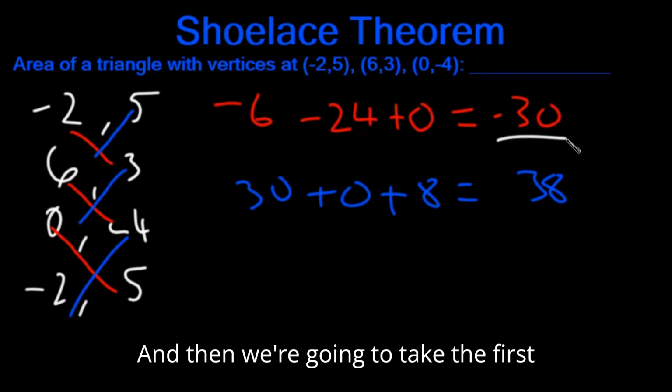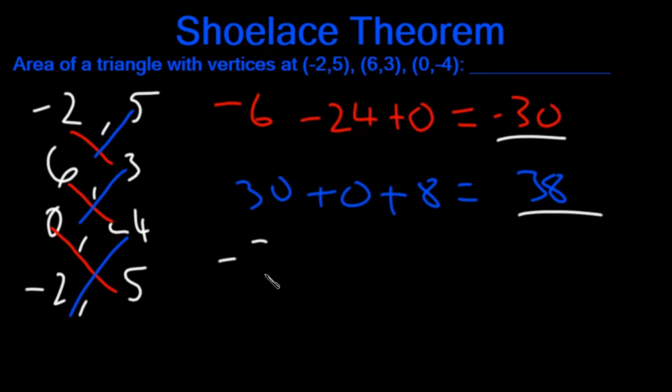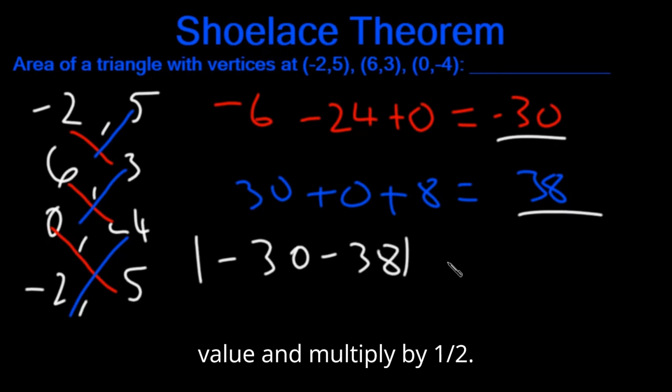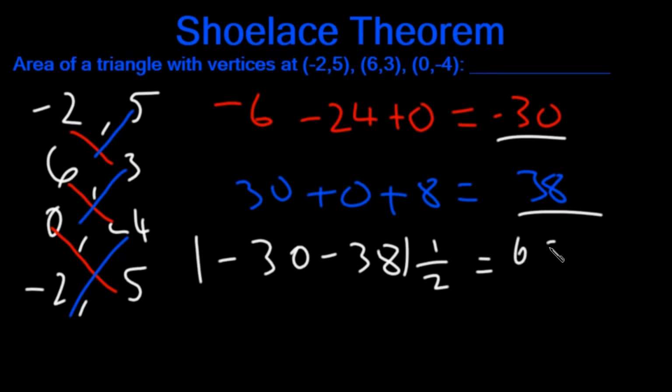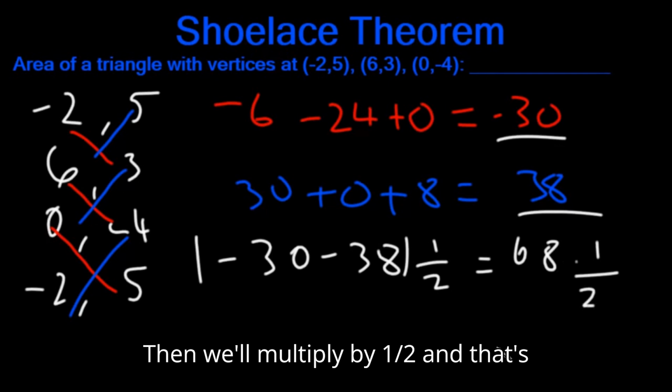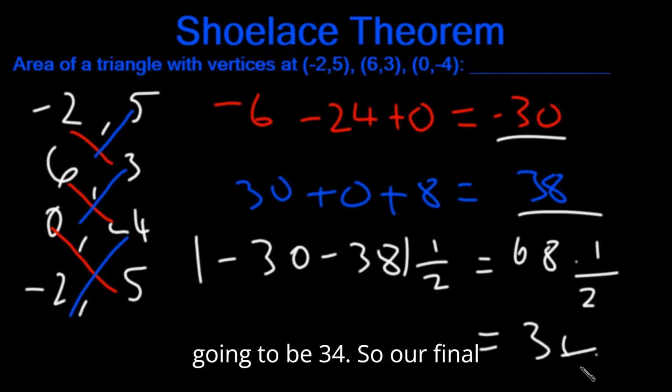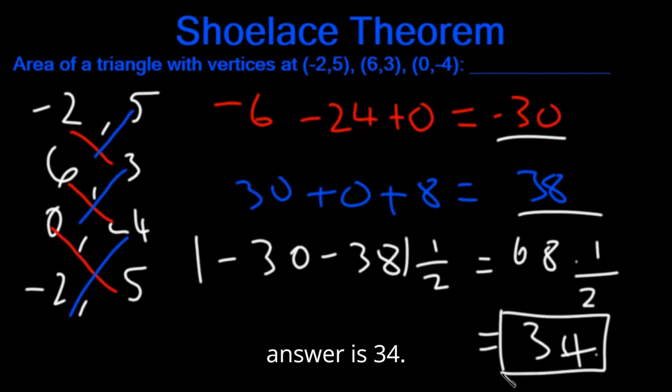And then we're going to take the first number and subtract the second number from it. Then we're going to take the absolute value and multiply by 1/2. So this is -68, and we'll take the absolute value of that to get 68. Then we'll multiply by 1/2, and that's going to be 34. So our final answer is 34.